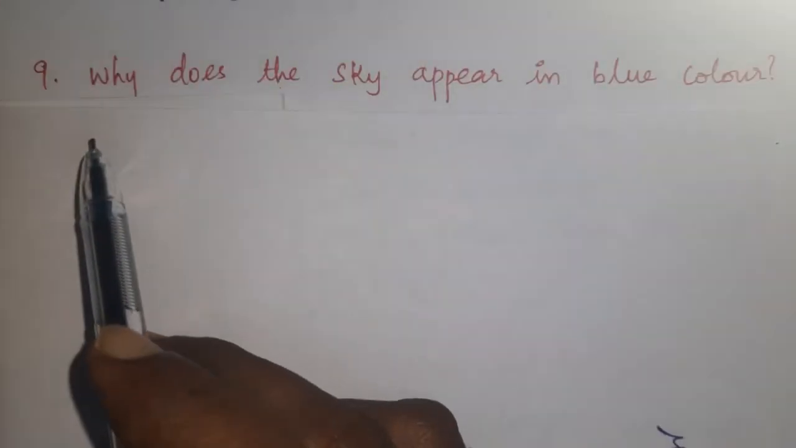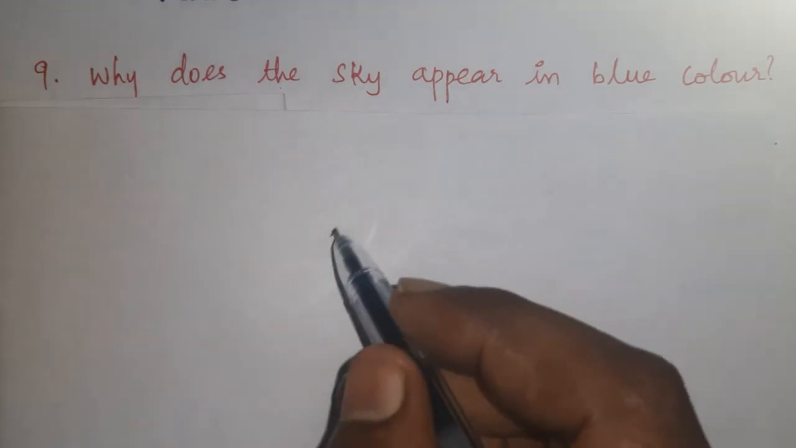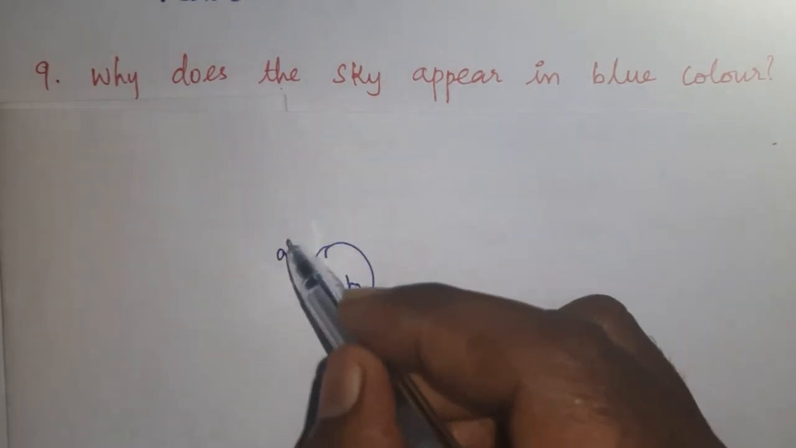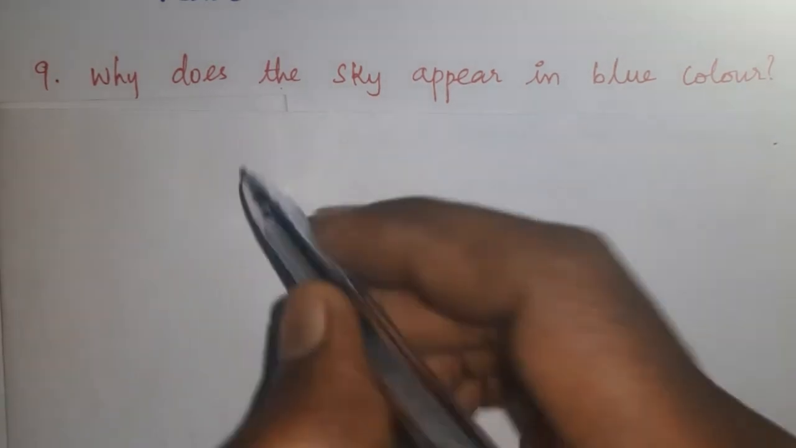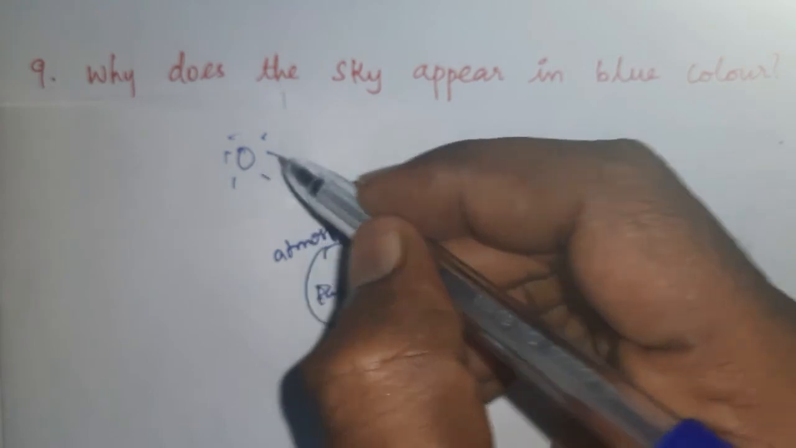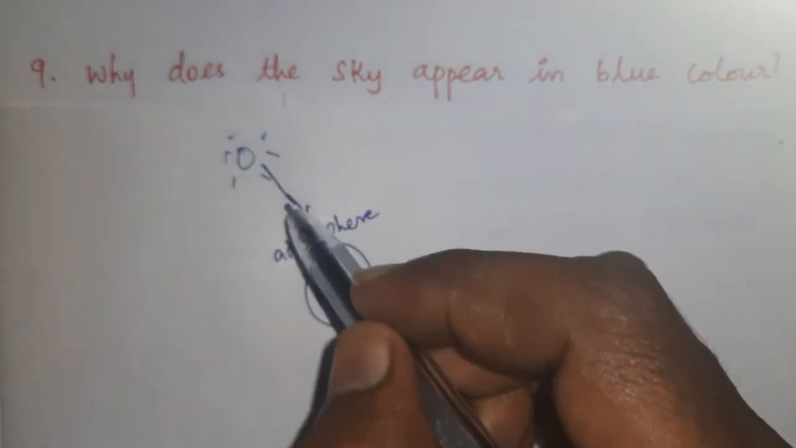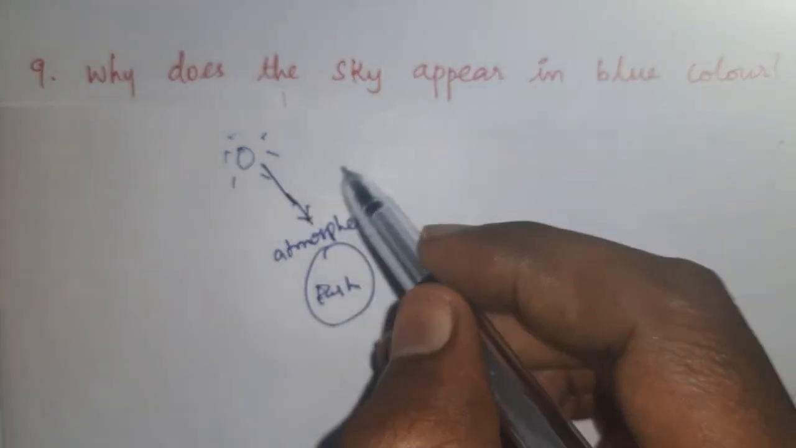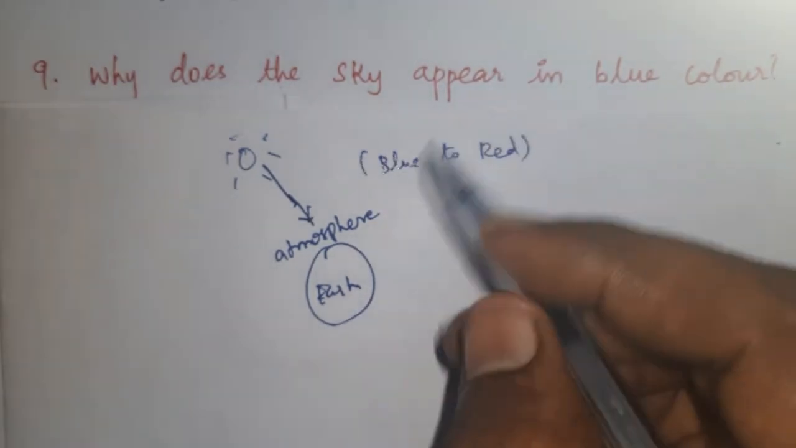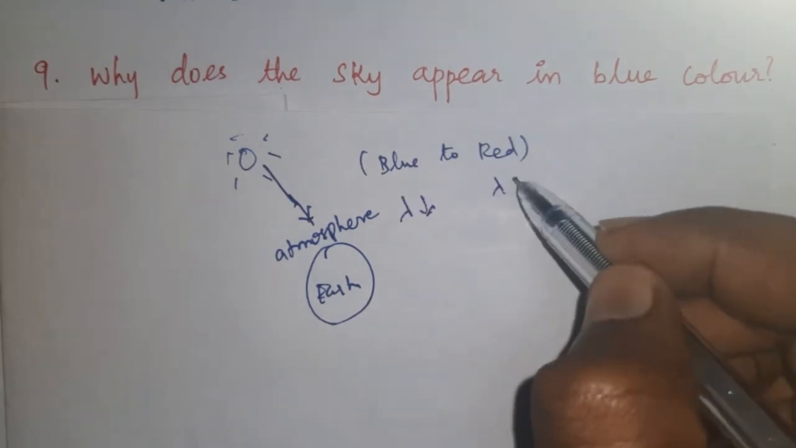Number 9. Why does the sky appear blue in color? Let us consider this is the earth. Around the earth there is an atmosphere. Here there is the sun. The sun emits sunlight, which enters the atmosphere. The sunlight consists of colors from violet, blue to red. The blue light has the least wavelength, and red light has the greatest wavelength.